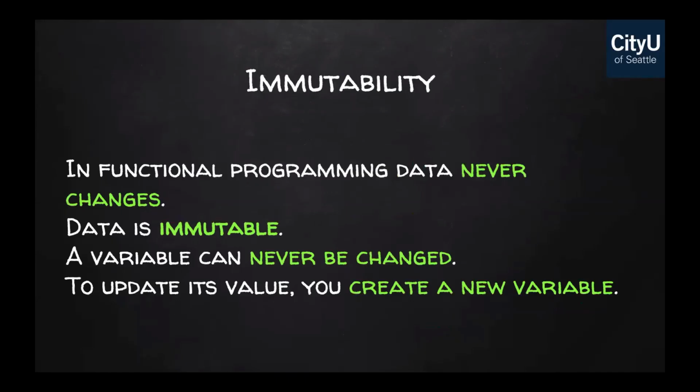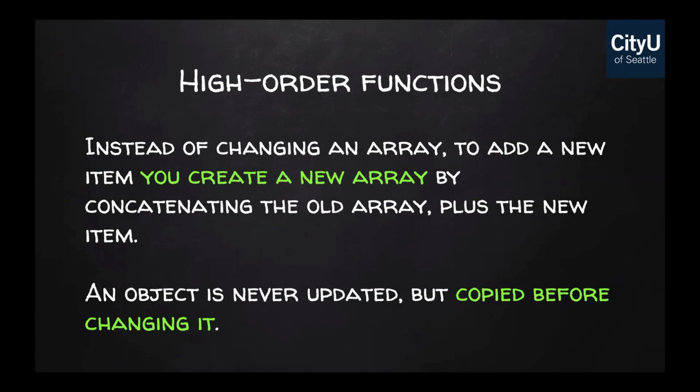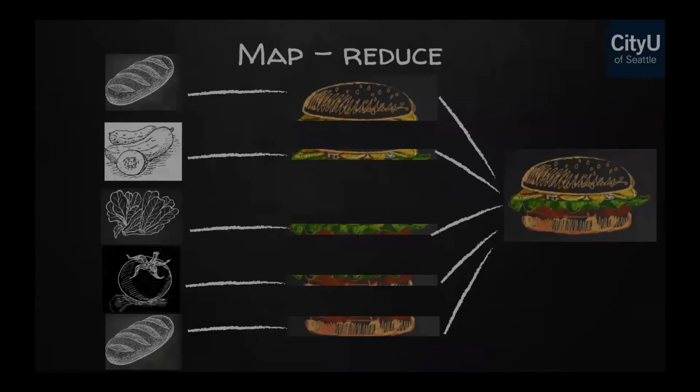Immutability, okay? Data never changes. Data is immutable. A variable can never be changed. To update its value, you create a new variable. Going back to higher order functions, an example of immutability in higher order functions is they create a new array. We already talked about that.